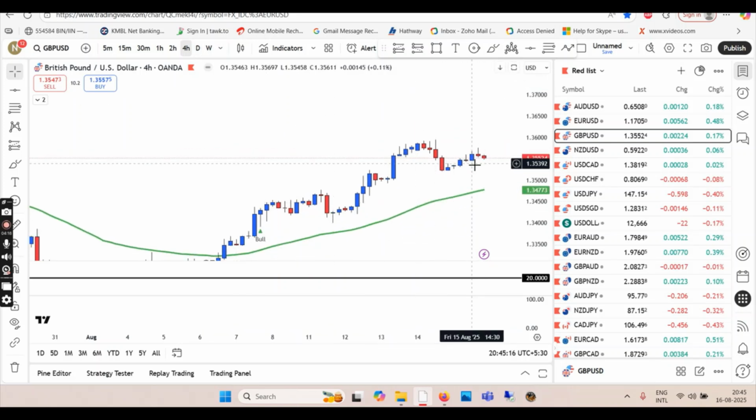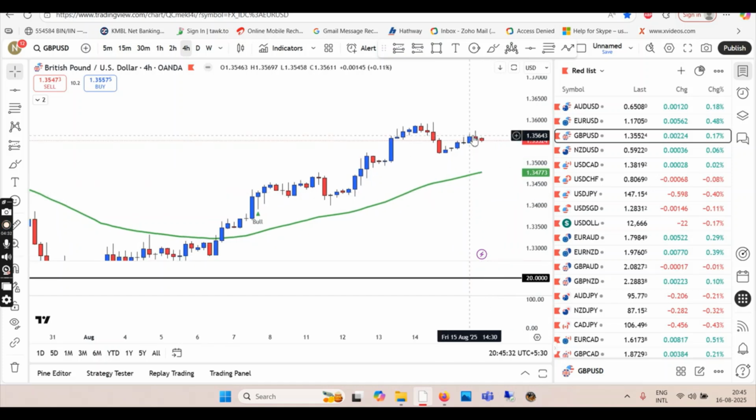In 4 hour we don't have a clear picture, because if this high is broken, we'll continue going up. If this high is broken, then wait for the pullback. Let the price make a new high, pullback, and then you continue going up. Otherwise, wait for the sell signal. The sell signal will easily come when the price goes below this EMA.